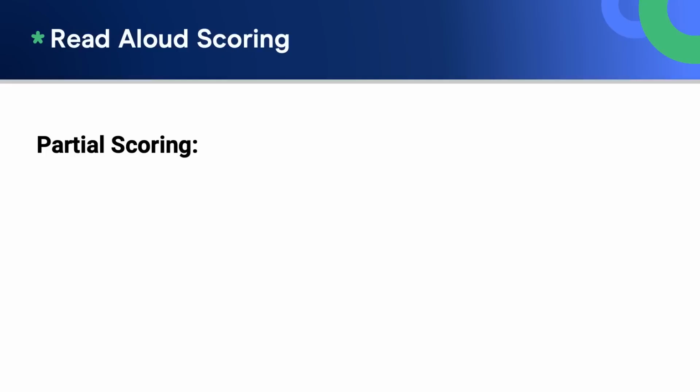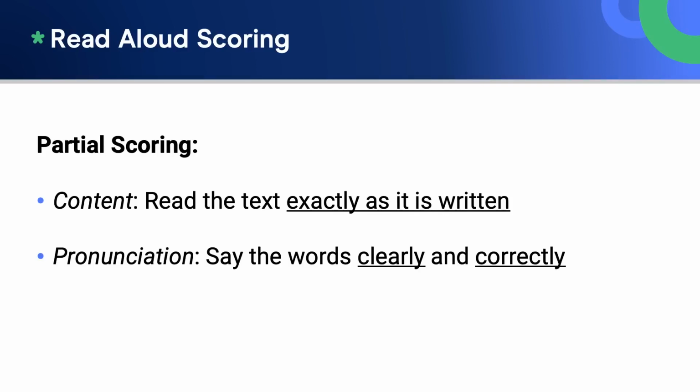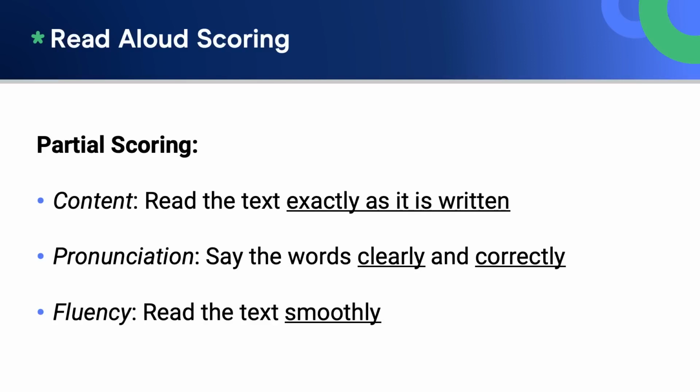You should read the paragraph aloud as clearly and as naturally as you can. Read aloud has partial scoring. You get points depending on how well you do based on 3 criteria. Content, you need to read the text exactly as it's written. Pronunciation, you need to say the words clearly and correctly and use correct stress and intonation. And fluency, you need to read the text smoothly, pausing in appropriate places and avoid hesitating too much.